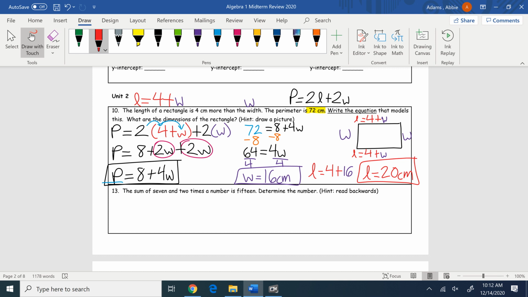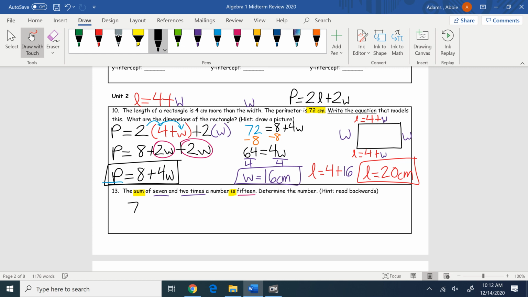Let's go on to problem 13. It says the sum, so I know I'm going to need that, the sum of 7 and 2 times the number is 15. Determine the number. So it wants us to read that backwards. So I've got the sum of 7, so I'm going to need 7, and then 2 times the number is, so this is important, is 15. Sum is addition. 2 times means I'm going to multiply by 2. And is means it's equal to 15.